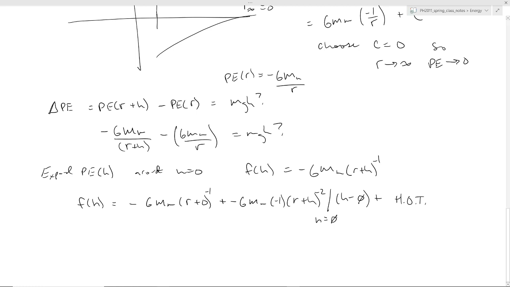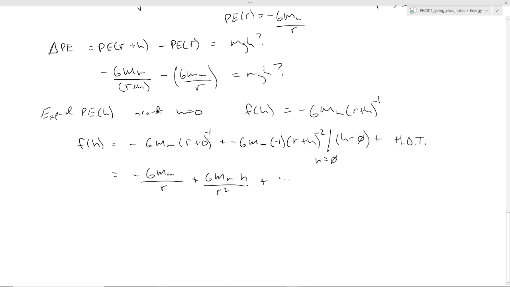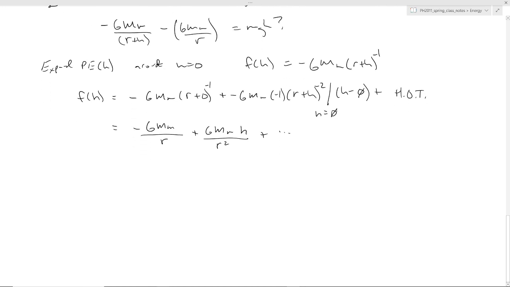And then when we simplify this, what does it look like? It's negative GMm over r plus, this negative will cancel, GMm, and we're evaluating this at h equals 0, so this becomes over r squared because we're adding only 0 to it. And then times a factor of h, plus other terms. So that's the potential energy as a function of height expanded with the Taylor series.